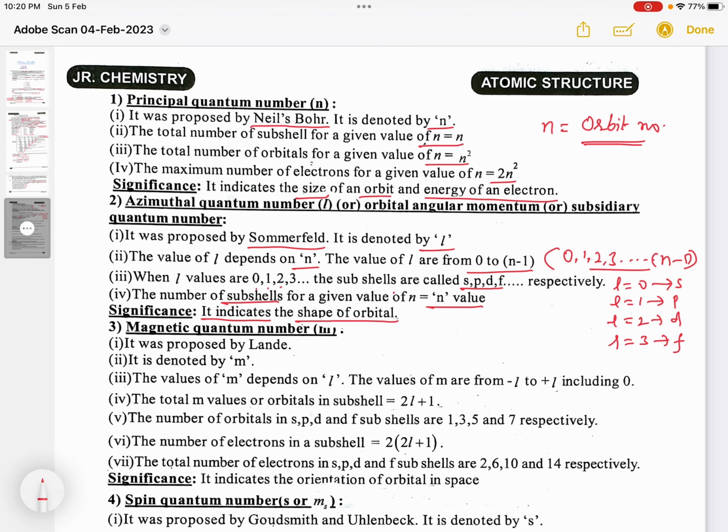Next, coming to the third quantum number, that is magnetic quantum number, which was proposed by Landé and is denoted by small m. The values of m depend on L. The values of m are from minus L to plus L including 0. Next, the total m values or orbitals in a subshell is equal to 2L plus 1. So this is the formula. By using this formula, total m values of orbitals can be calculated. And the number of orbitals in S, P, D and F subshells are 1, 3, 5, 7. For example, if you consider S orbital, only one orbital is present, there are no suborbitals. If you take P orbitals, it contains 3 suborbitals, D is 5, F is 7.